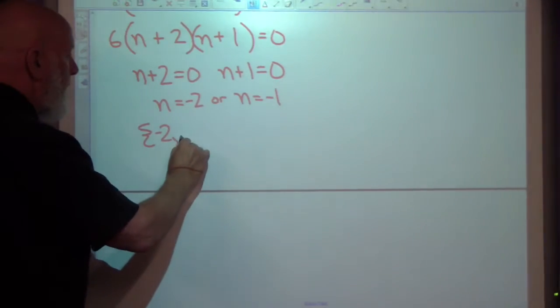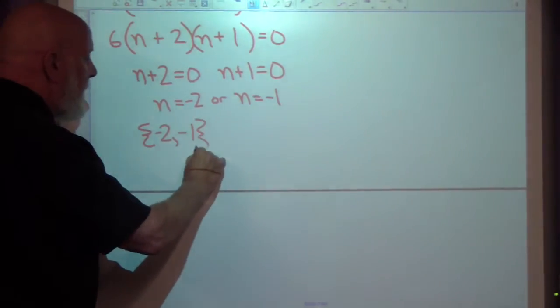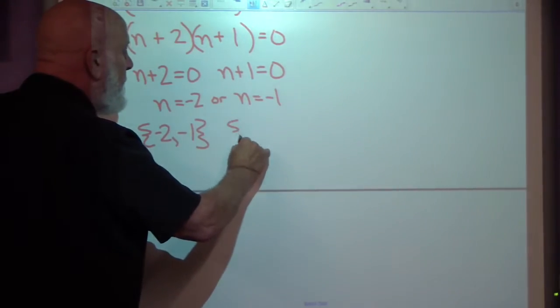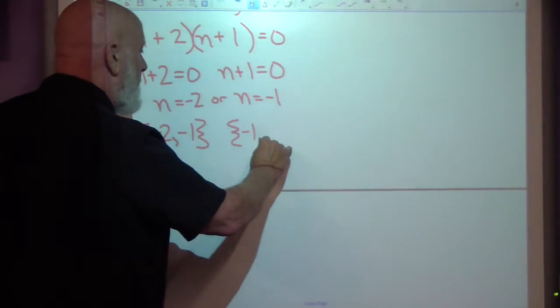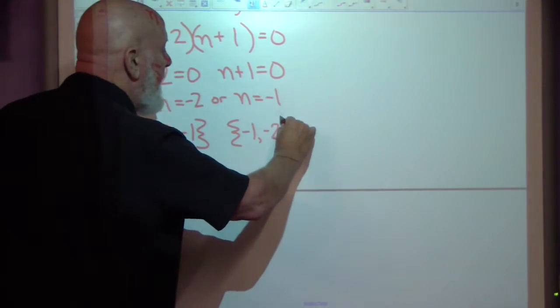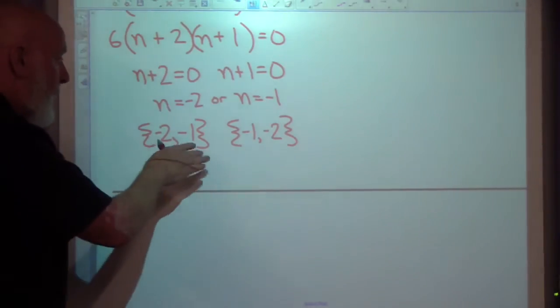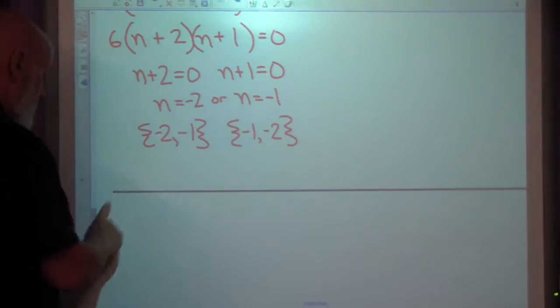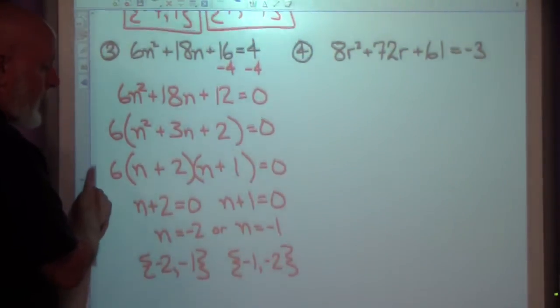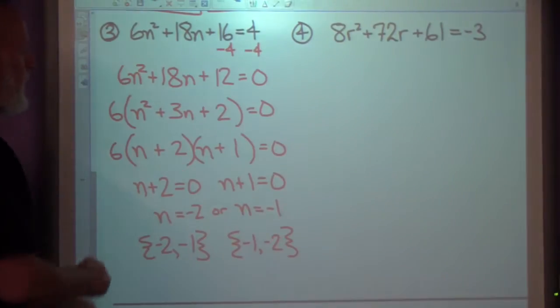Negative 2, negative 1. It could be written like this. The order of the elements of the set, the solutions, doesn't matter. This is not an ordered pair. It's a set of solutions of the equation. Okay, so there we are.